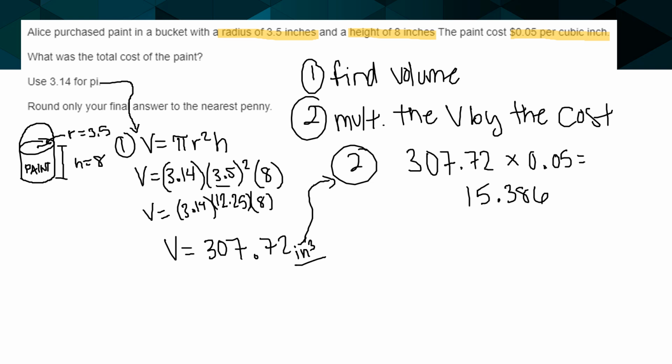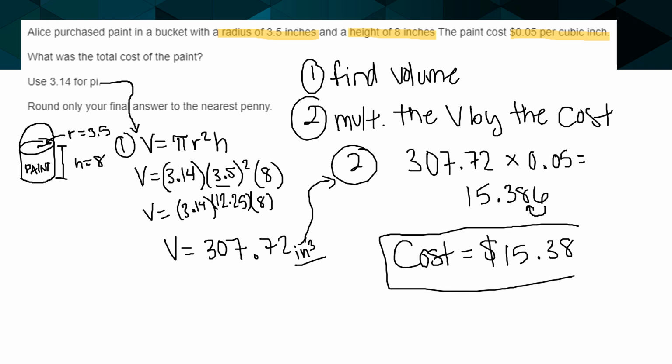15.386. All right, but this isn't in money form yet. This is not money. Money only has 2 decimal places. So let's take a look at that 6. That is greater than 5. So we're going to round this number up. Our 8 will become a 9 in our final answer. So let me just put a little arrow there so we know what's going on. The total cost is $15.39 a bucket.